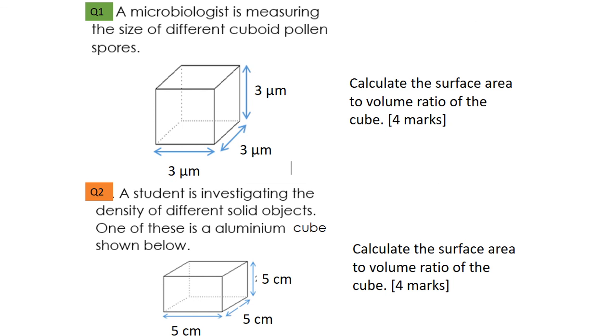I want you to have a little go now at these 2 questions. Question 1: a microbiologist is measuring the size of a cuboid pollen spore, with 3 micrometers for the length, height and width of this cube. Question 2: a student is investigating the density of different solid objects. One of these is an aluminium cube shown below, with a length, width and height of 5 centimeters. You need to calculate the surface area to volume ratio of the cube, 4 marks for both of the questions.